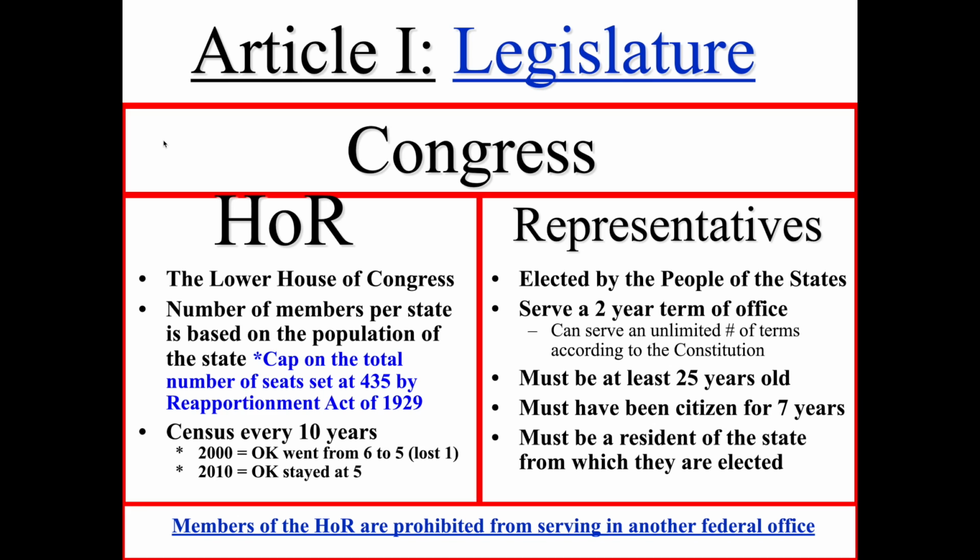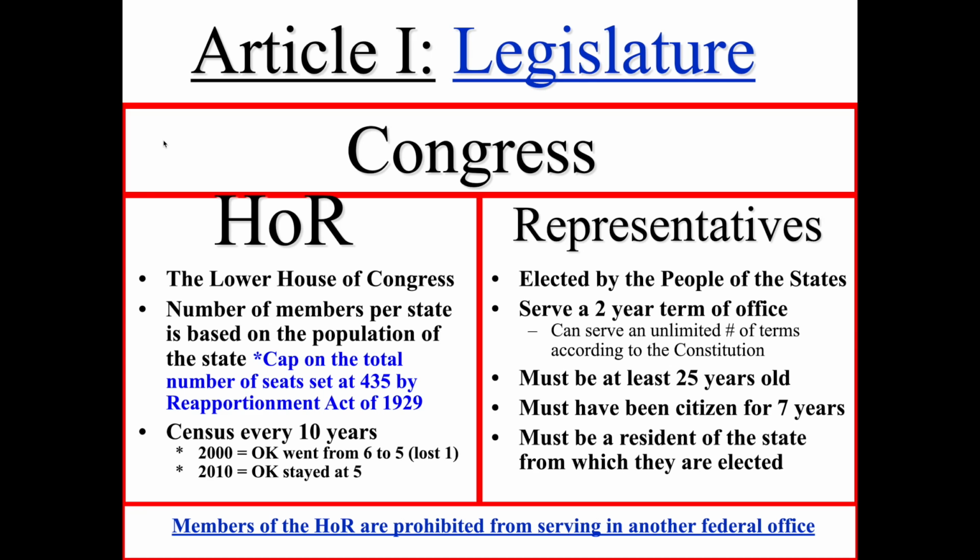Congress. So there are two houses of Congress, and Congress is what we call our legislative branch. This is the lawmaking body. There are two houses, and we have what we consider to be a lower house and an upper house. The lower house is the House of Representatives, HOR there. And the number of members per state is based on the population of that state.